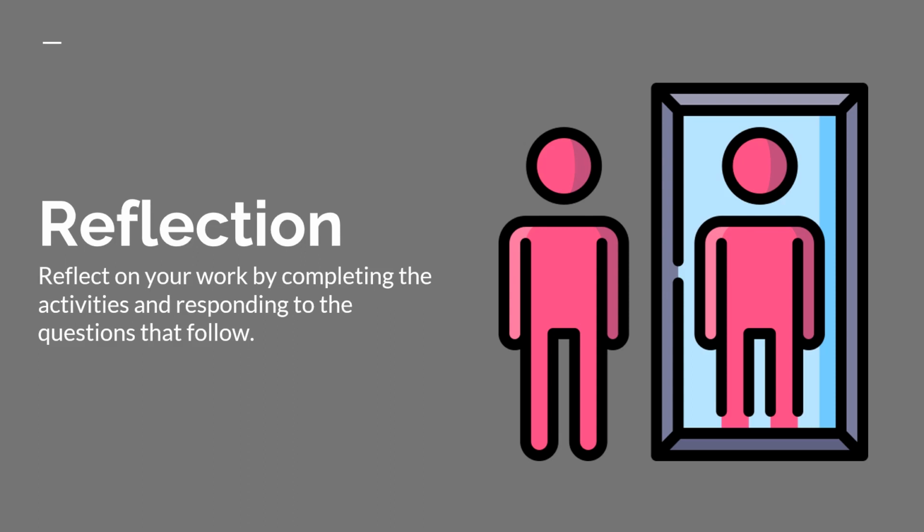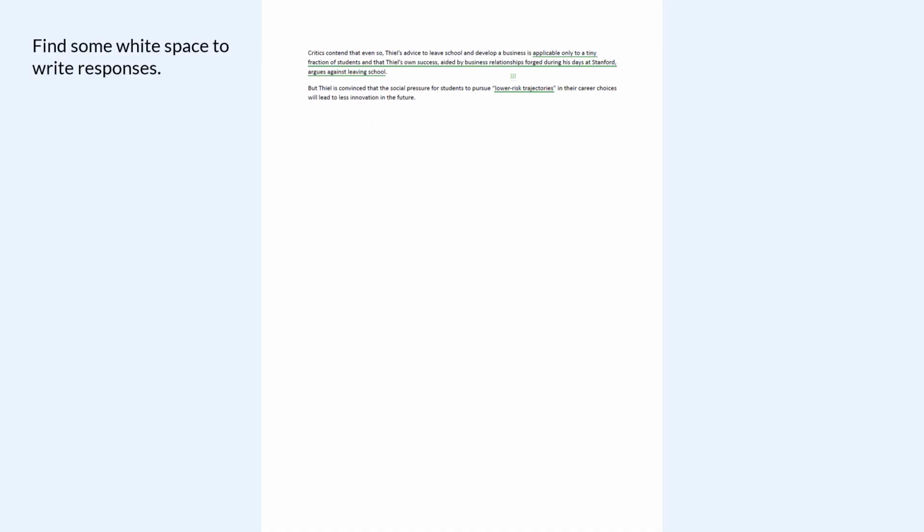Okay, now that we're done with our essay drill, we've got to follow it up with some reflection. So just like with the Q3 drill, you're going to reflect on your work by completing a couple of quick activities and responding to some questions. Just find some white space to write your responses on. Unlike the Q1 drill prompt, there's not a big blank page on the back, but you should be able to find enough white space throughout the sources to find room to respond in.